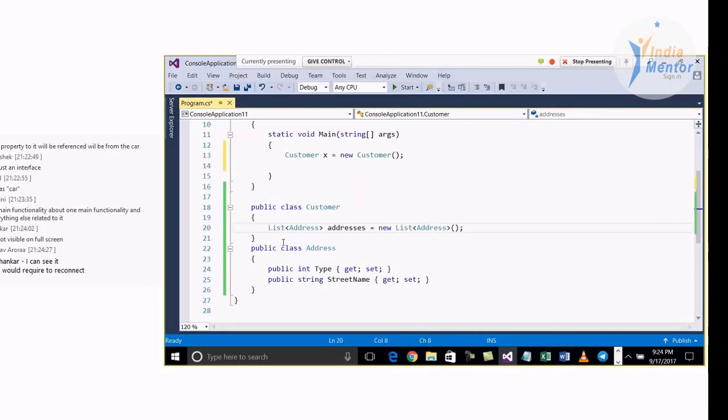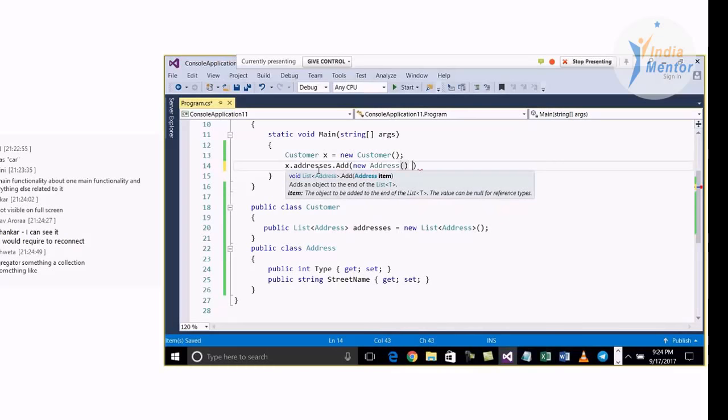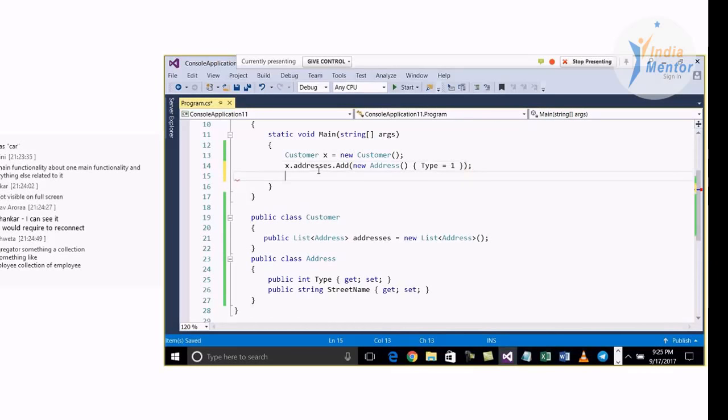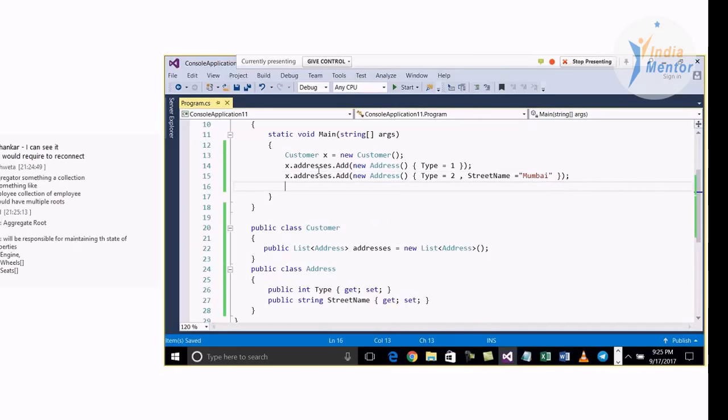and I will say x dot, and then I can start adding addresses. Now to add addresses inside the customer, I have to make this public. So let me add one address here. So x dot addresses dot add, new address, and let's say I add a type, which is a home address, and some name to it if I want, and then I can keep adding a lot of addresses like this. I can have a street name, Pune, whatever. So one-to-many relationship, a kind of composed relationship.